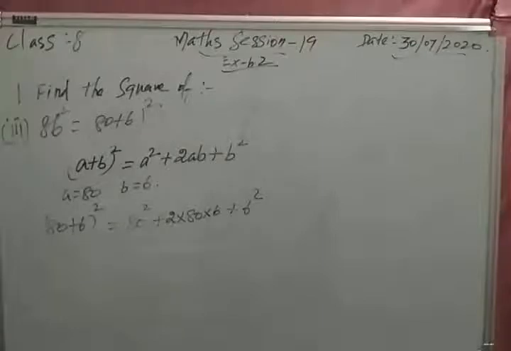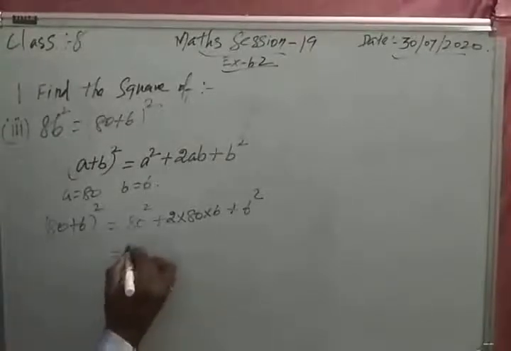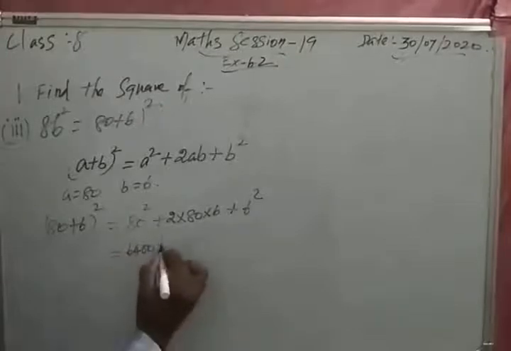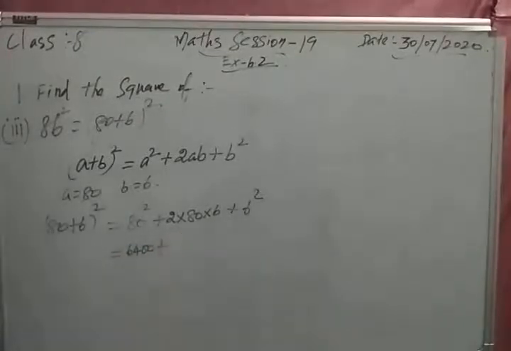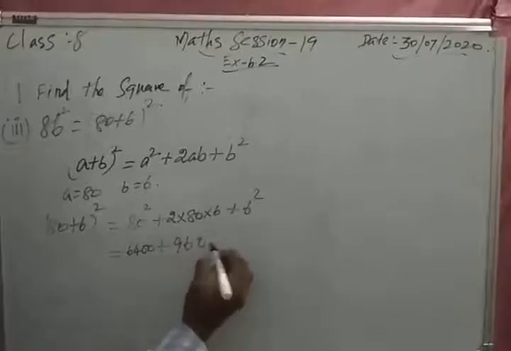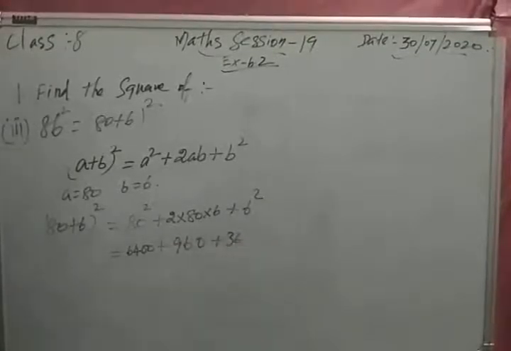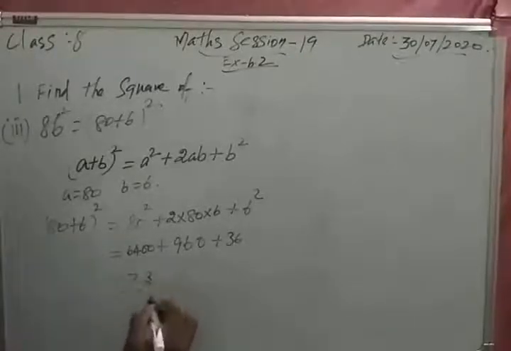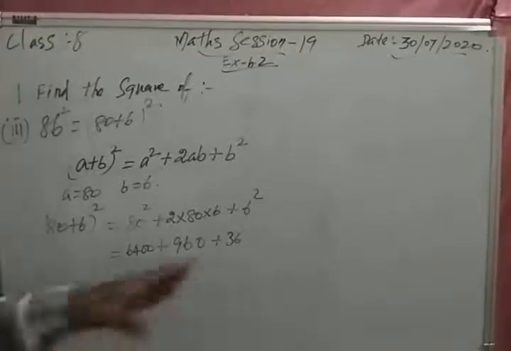Now you can substitute the values. 80 square, what is the value? 8 8s are 64, then add 2 zeros. Then 6 2s are 12, 12 8s are 96. So now add only 0 plus 36. What will be coming as the last answer? 7,396. Very easy. We can only add it.